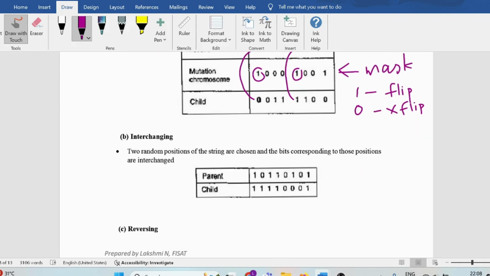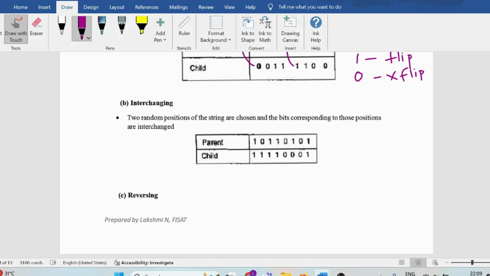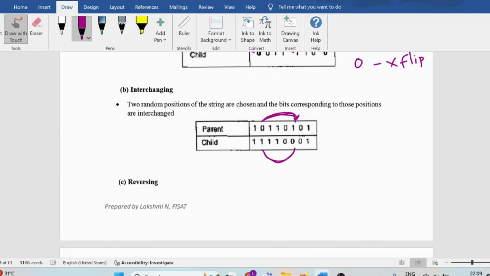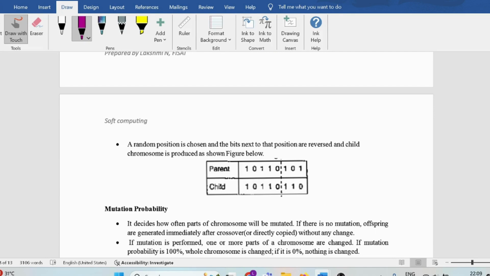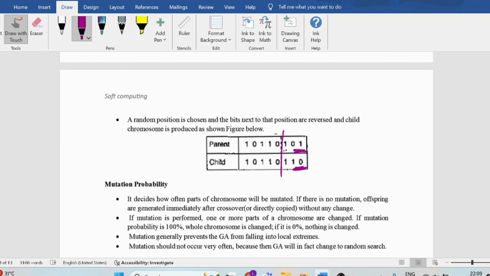Next is interchanging. Interchanging means we are going to select 2 random points and interchange the values between those 2 points. Here I am going to interchange between these 2 points, this 1 and this 0, and we will get the value like this. Randomly we choose a position and then exchange between those 2. Next is called reversal. Reversal means one point is chosen and the bit next to that will be reversed. This bit will not be reversed, the bit next to that will be reversed, and that is called reversal. That is also another method of mutation.